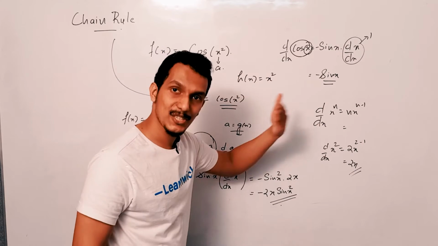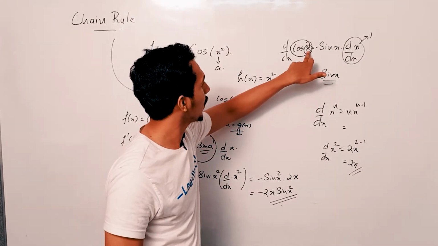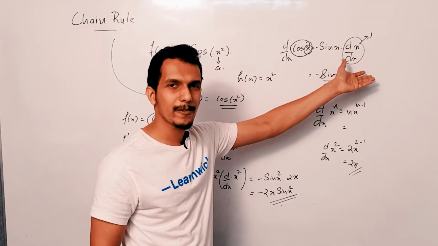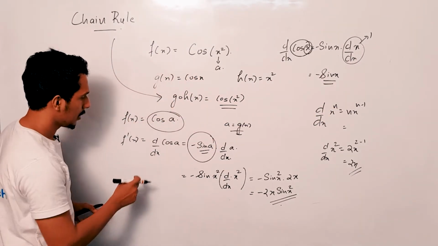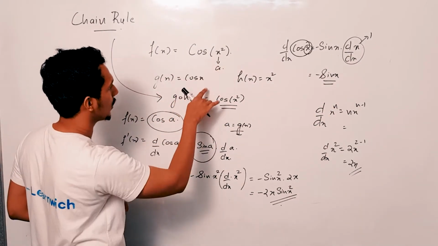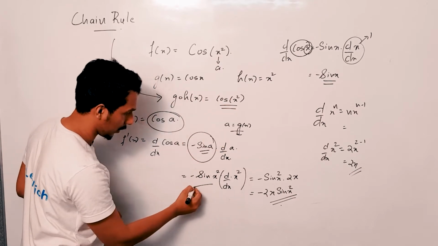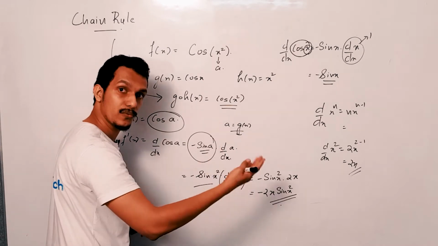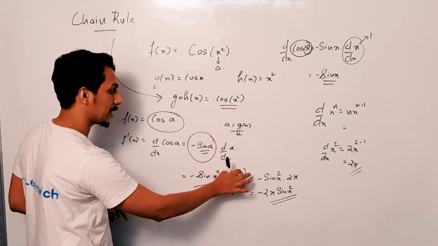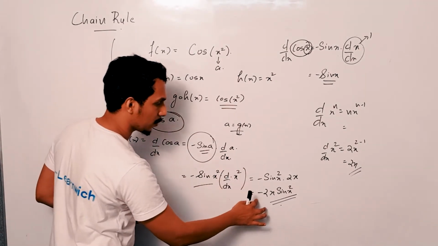I found out the derivative of cos x as minus sin x. Then I apply the chain rule again. I find the derivative of x also. That will usually give me 1, so I don't usually write it here. But here, you see, I found d by dx of cos x square as minus sin x square. Then I did not stop. I'm just moving forward and checking again if there are more functions. Yes, there is one more function x square. So d by dx of x square is equal to 2x.